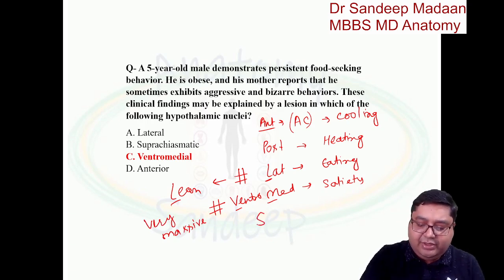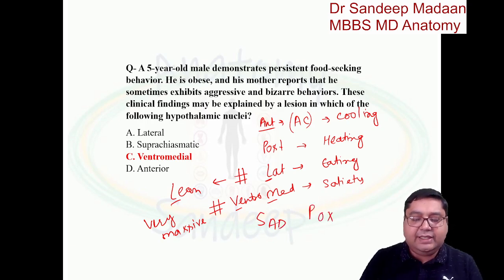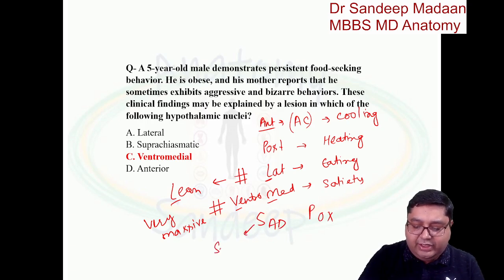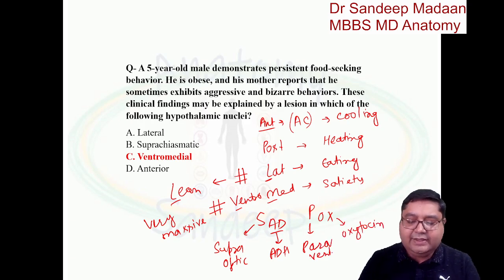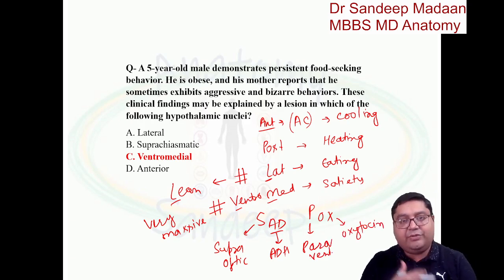Also, we can remember one more mnemonic, that is SAD POX. What is that? S is the supraoptic nucleus. This supraoptic nucleus makes ADH hormone, and P is the paraventricular nucleus. The paraventricular nucleus will make the oxytocin. So these two hormones, ADH and oxytocin, are released from the posterior pituitary, but they are made by the nuclei of the hypothalamus.